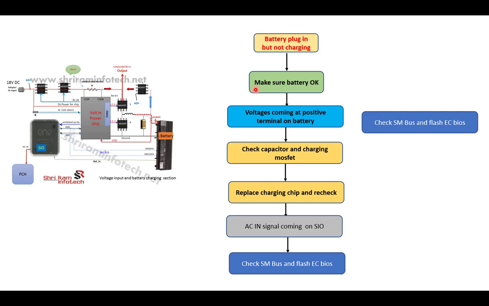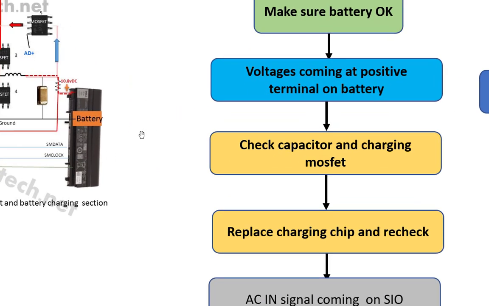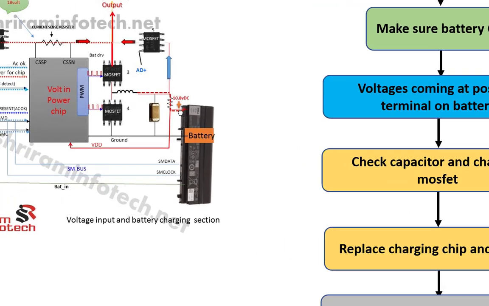Now the next thing is, if your battery is okay but it is not charging, it's saying plugged in but not charging, or it's saying plugged in charging but the percentage is not increasing, at that time you have to check the positive terminal voltage. At that positive voltage, you have to check your voltages.